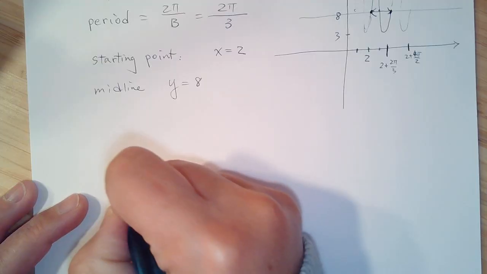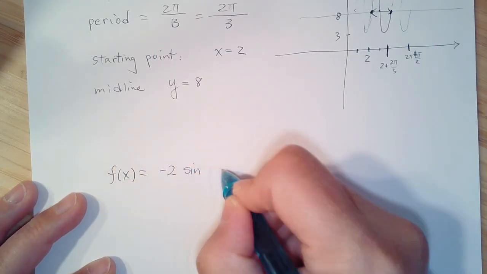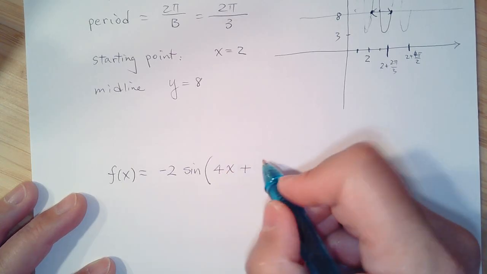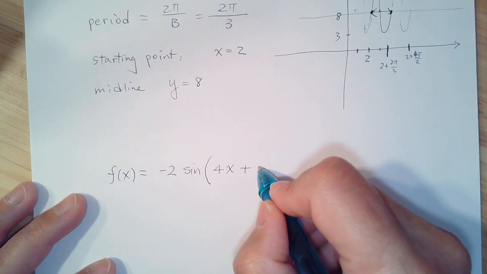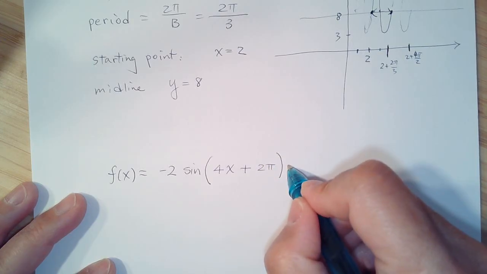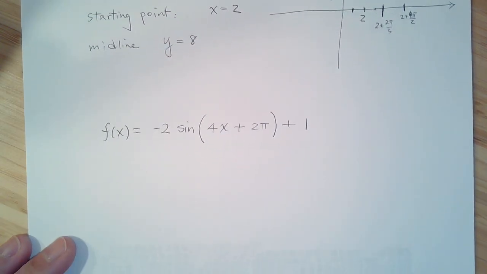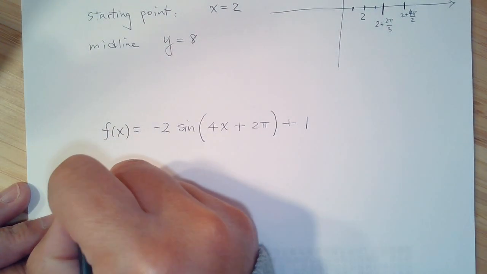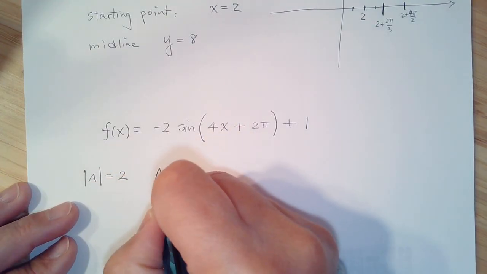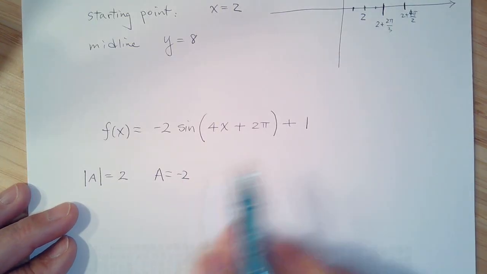example. So f of x equals -2 sine (4x plus 2 pi) plus 1. All right. Can you find A, B, C, D and then graph it? So my amplitude, the absolute value of A, is this 2, and my A is actually -2. Don't forget you have to flip because you have a negative, okay?